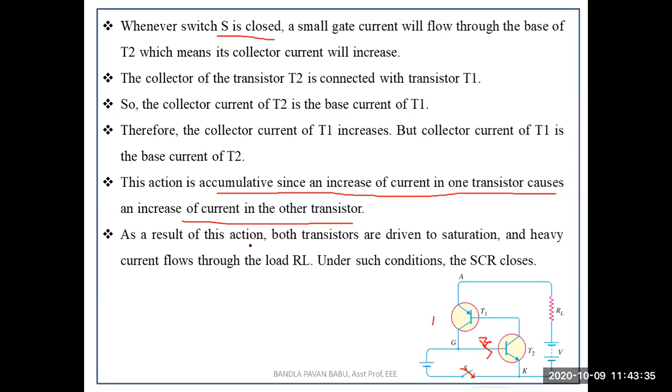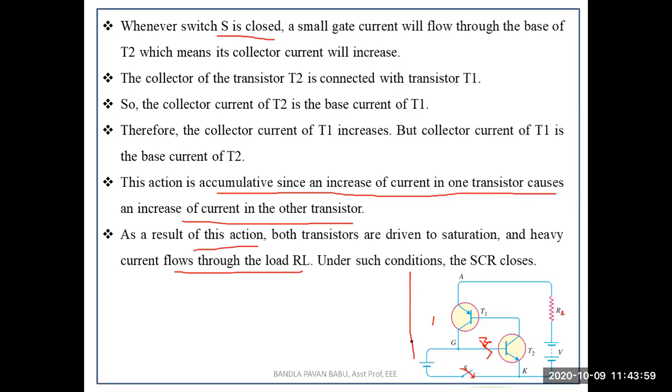As a result of this action, both transistors are driven to saturation. That means both transistors come to conduction, and a heavy current, which depends upon the load, flows through the R suffix L. This is the RL load. So under such conditions, this SCR is considered as a switch that is closed.